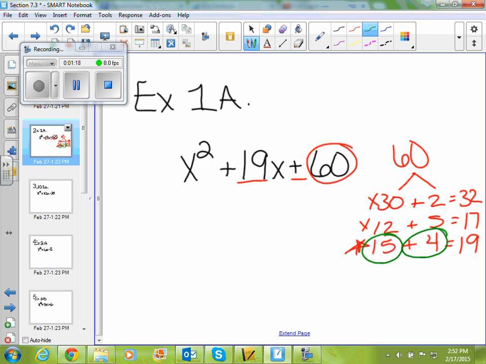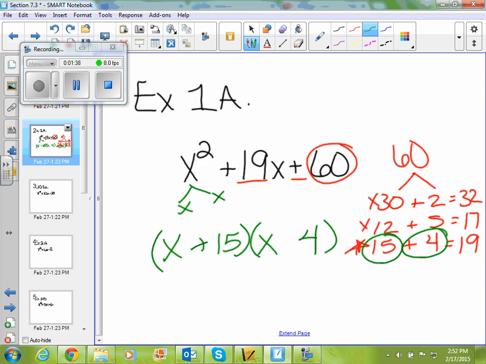Then we need to break up my x squared. X squared tells me I have how many x's? 2. So we have worked our way backwards. If x squared tells me I have 2 x's, then I'm going to represent my 2 x's in the front of each of my parentheses. Then my other two numbers were 15 and 4. Is this a positive 15? Yep. Is this a positive 4? Yes. And then you're done.